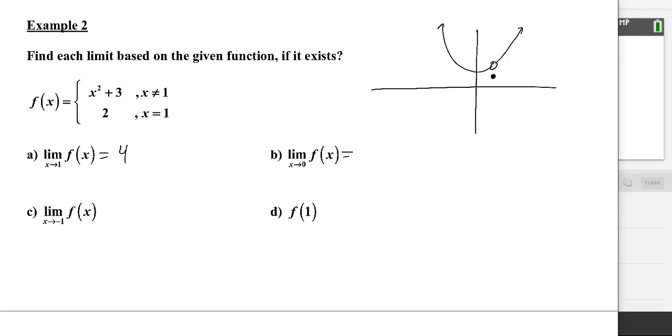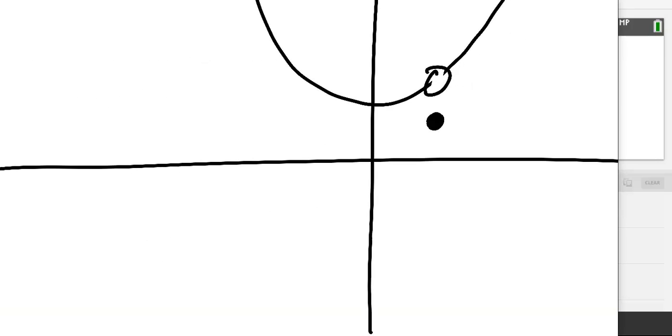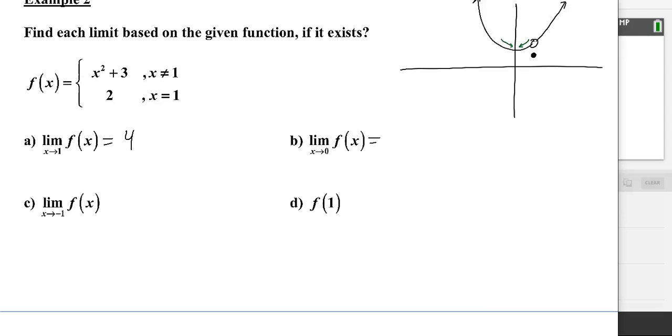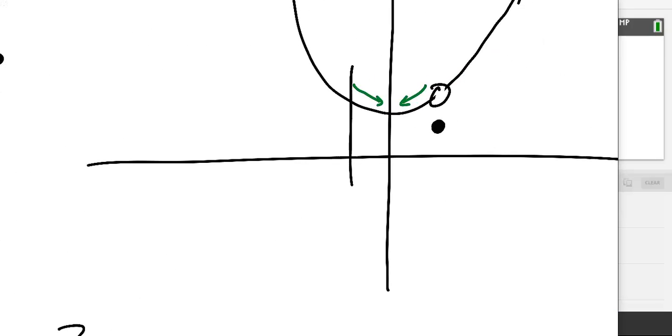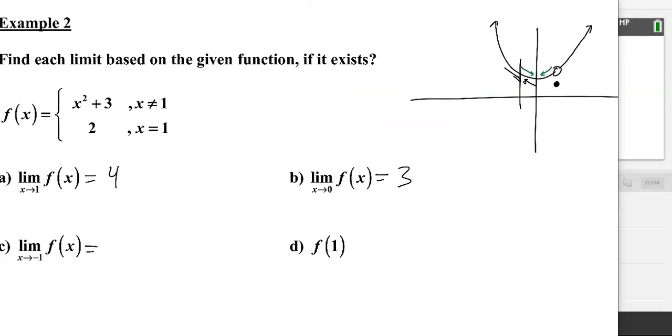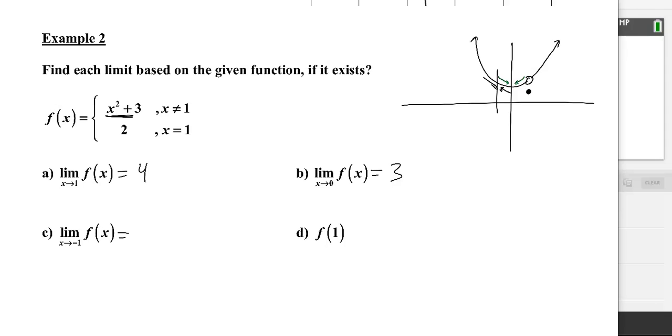My limit as I approach 0, so as I'm going in, approaching 0 from both sides, it looks like it would be the y-intercept, which the y-intercept of this graph is 3. As I approach -1, so that would be over here from either side, my y values are getting closer to +4. Again, that's a check. If I actually put in -1, it would be +4. So for my function, that would work as well. And then f of 1 is actually 2.